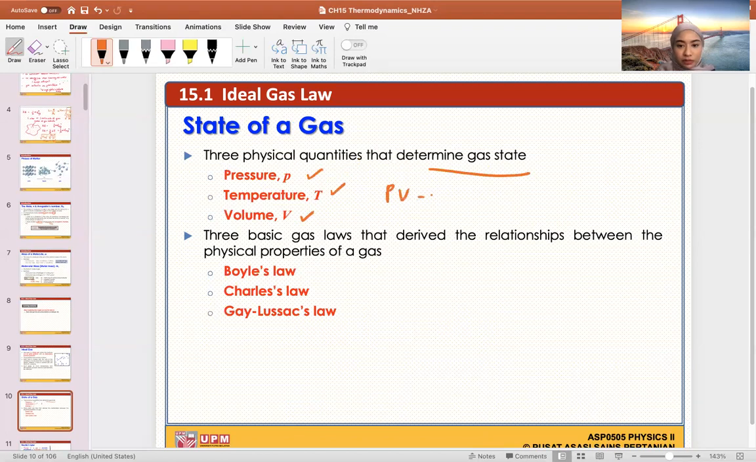Okay, PV equals nRT. So we have temperature, we have volume, we have P. There are 3 basic gas laws that derive the relationship between the physical properties of a gas. These are the laws that different individuals came up with. And when we combine all these laws together, we get PV equals nRT. They each did a little bit. This guy did a little, this guy did a little. Then they combined all these laws together to make the ideal gas law.